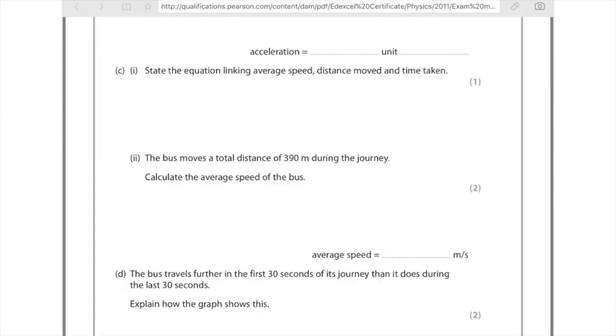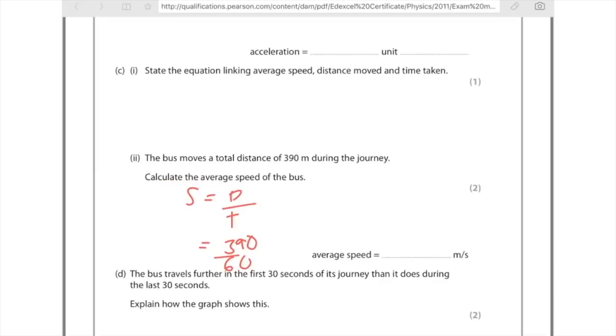State the equation linking average speed, distance moved, and time taken. Average speed equals distance moved divided by time taken. The bus moves a total distance of 390 meters during the journey. Calculate the average speed of the bus. So speed equals distance divided by time. Distance is 390 divided by, look on the graph for whatever the time was, and it was 60 seconds. Pop that into your calculator and your answer will be 6.5 meters per second.